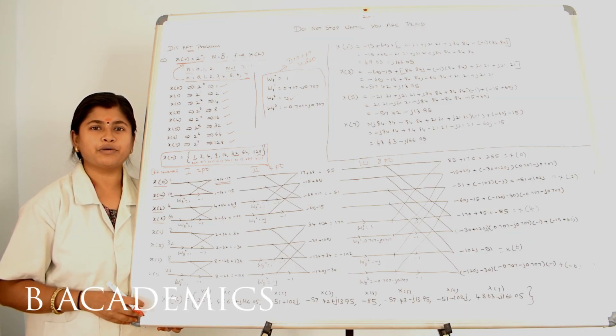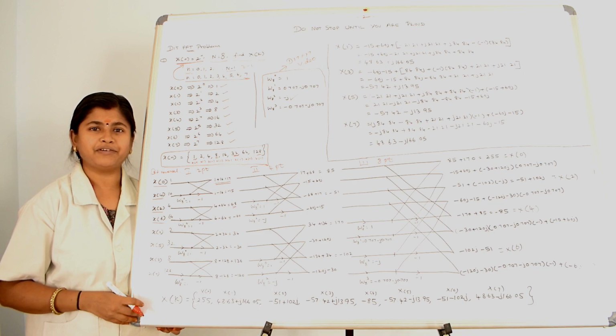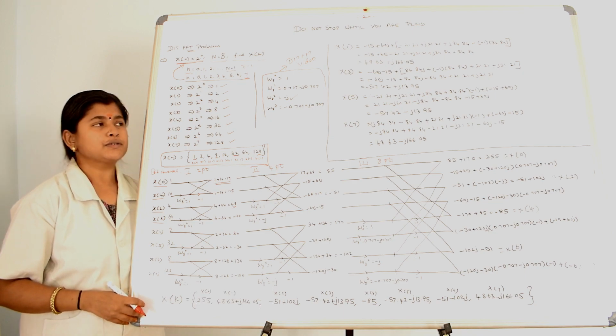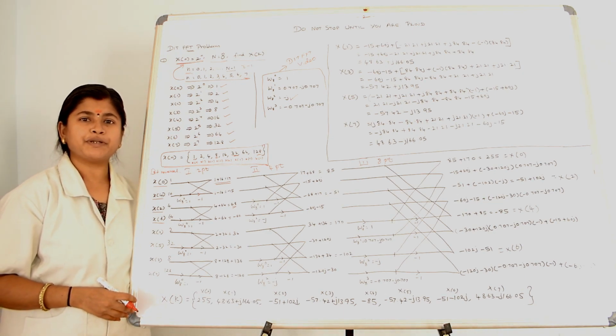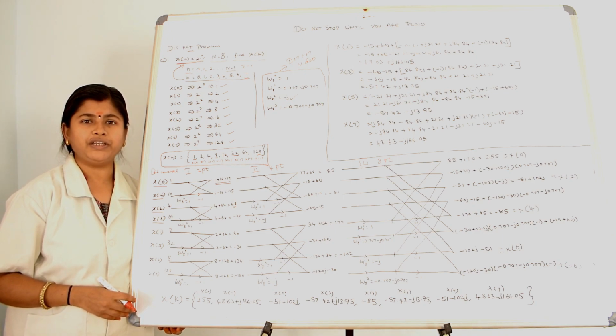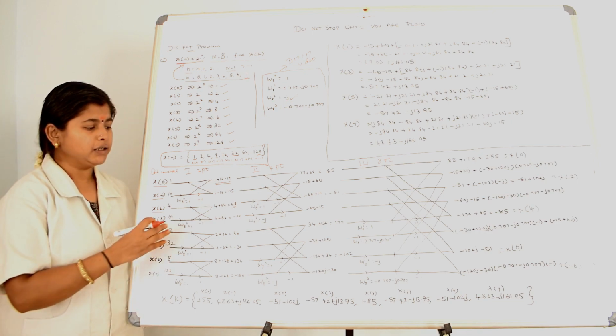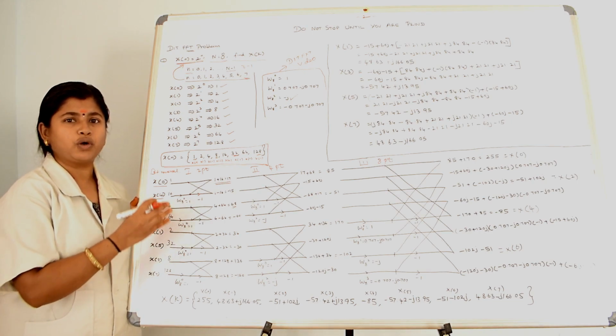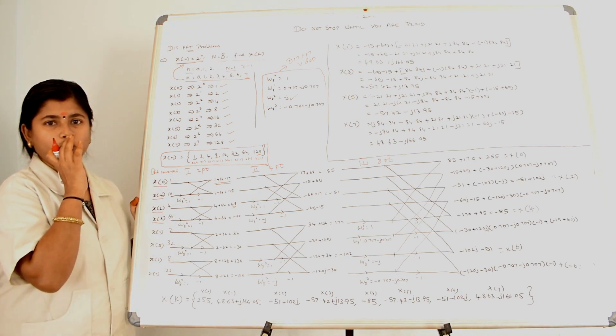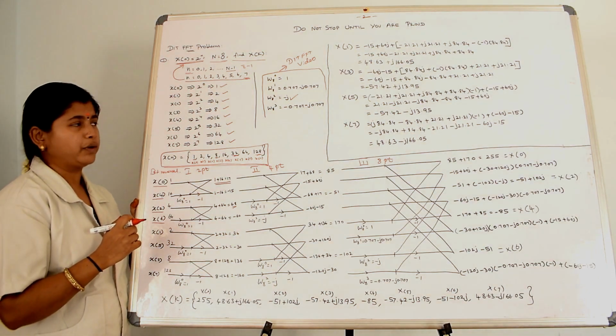In this video, you are going to solve a simple DIT FFT problem. In the previous video, I explained the derivation of the DIT FFT algorithm and also the butterfly flow graph. Here you are using the butterfly flow graph to find X of k. First we'll see what is given in your question.